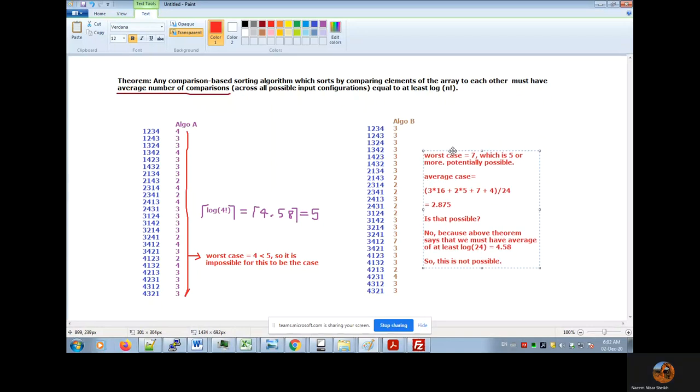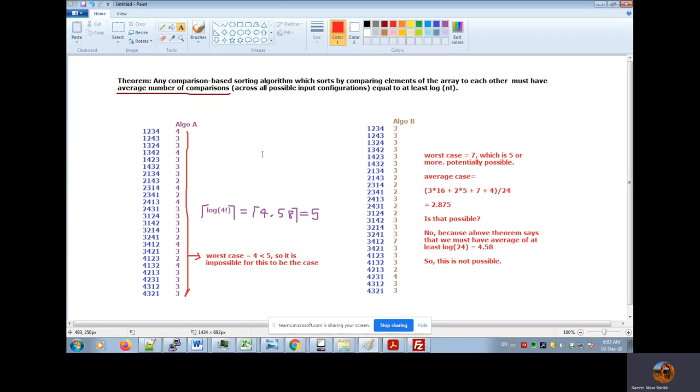Okay, so these are our important reference points. Two theorems, one talks about the worst case, one talks about the average case of comparison based sorting algorithms. These are called lower bounds because they give a lower bound on the performance of algorithms. You can't go below that bound. You can't have a worst case lower than the ceiling of log n factorial, and you can't have an average case better than log of n factorial. It's just impossible. Okay, so we will conclude this lecture at this point.